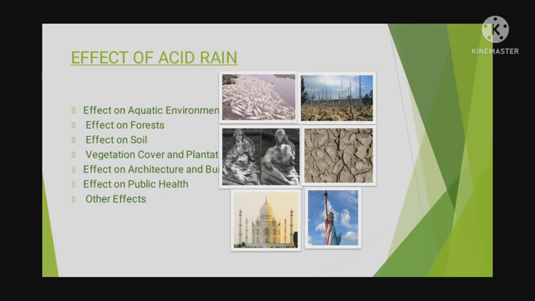Effect on architecture and buildings. It also damages statues, monuments, and tombstones made of stones and metals. And effect on public health. Humans who are exposed to acid rain are also affected with some health diseases. And coming to the other effects, acid rain includes weathering of buildings, corrosion of metals, and peeling of paints on surfaces. So how can we prevent this acid rain?